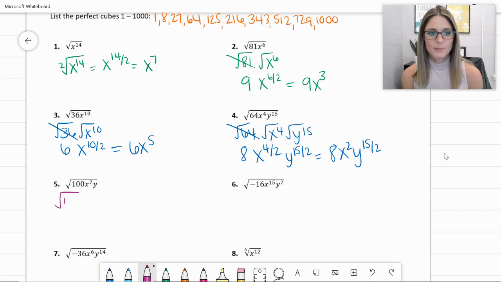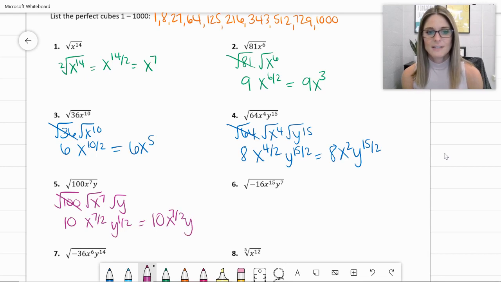Number 5, I'm going to separate them again. Square root of 100, square root of x to the 7th, and square root of y. The square root of 100 is 10. I'm going to change x to 7 over 2 and change the square root of y to y to the 1/2. And if I could, I would simplify, but I can't. So I'm just going to write this as my final answer, 10 x to the 7 halves, y to the 1/2 is my final answer.